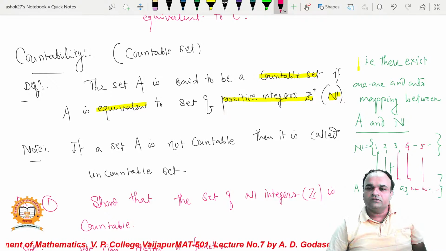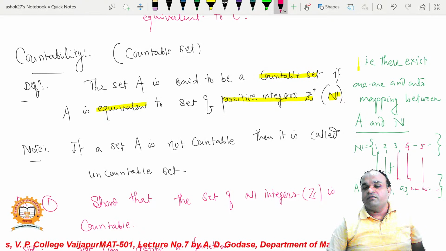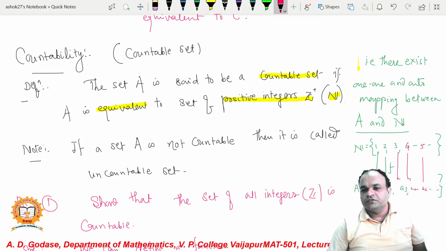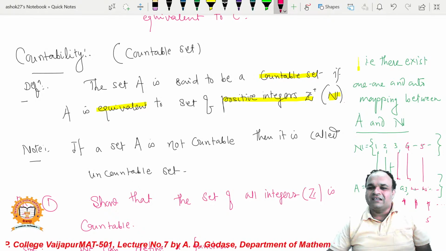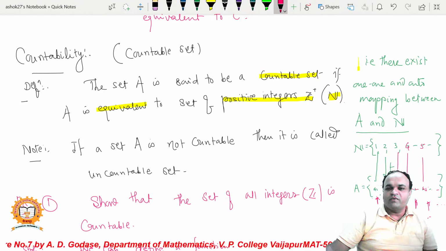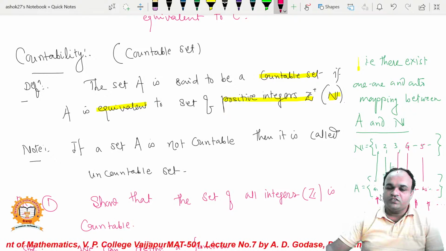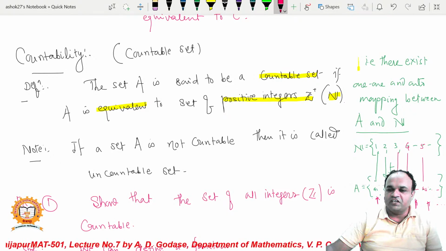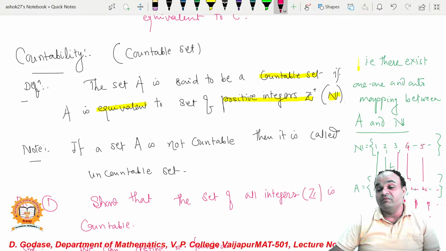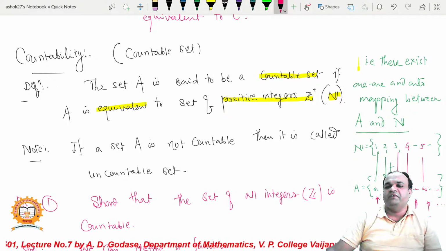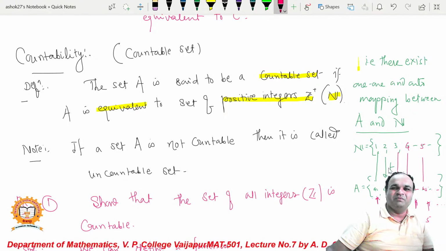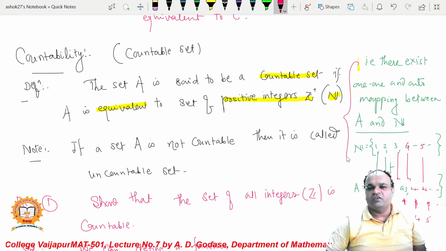It means you should count the elements of A. This is the first element, this is the second element, third element, fourth element, fifth element, and so on. You should determine which is the first element, which is the second, which is the third, and so on. Then that set will be countable. So this is the definition of a countable set.